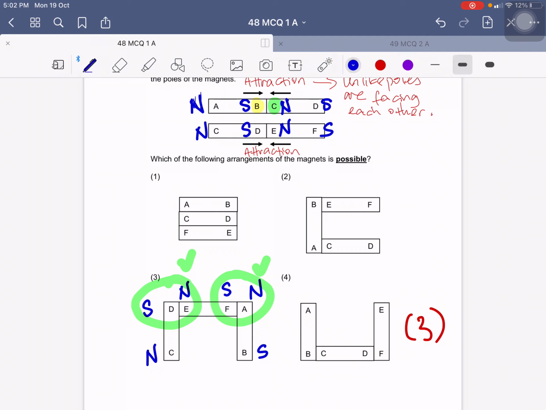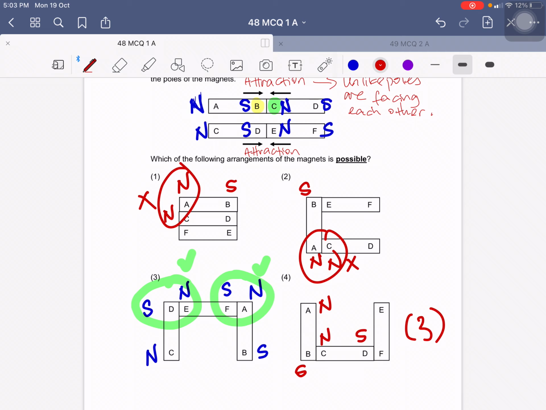Okay, so let me just do a quick one. A is north, B is south, C is north. Now you see this is already wrong. Alright, so now for option 2, A is north, south. Now C is north. This is also wrong. Okay, try again. North, south. Now C is north. Okay, so far south. F is south. So this is wrong. Okay, so answer must be 3.